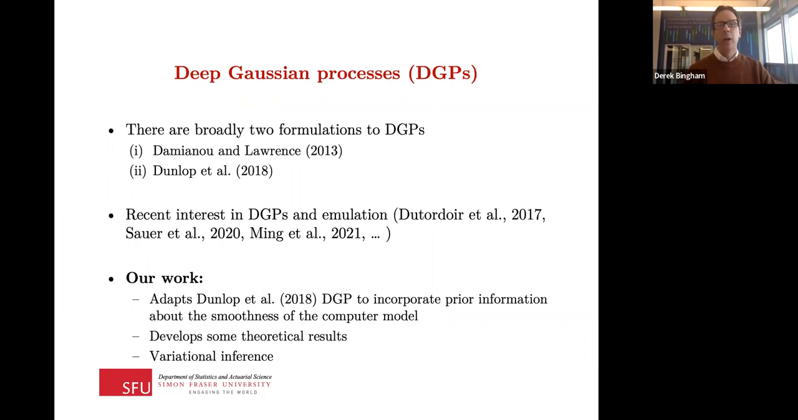Now the adaptation that we make is fairly simple, but it actually helps a lot in some of the toy examples, and certainly helped us with the COMPASS example. But it also leads us to, this was part of our step towards understanding what these things are actually doing. And in particular, we looked at one by Dunlop et al.